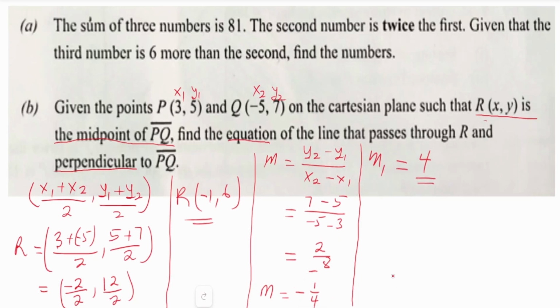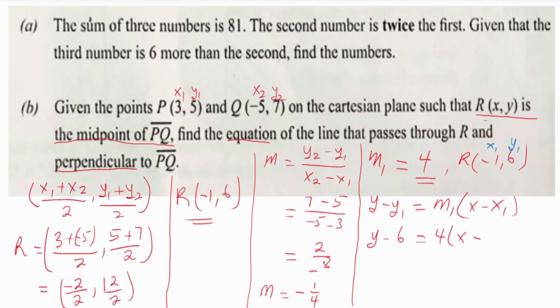Then now, using m1 and the coordinate of R, (-1, 6), we'll put that into the point-slope form of a line, which is y minus y1 equals m1 multiplying x minus x1. In this case, this is x1 and this is y1. So substitute that in, we're going to have y minus 6 equals 4 multiplying x minus -1.